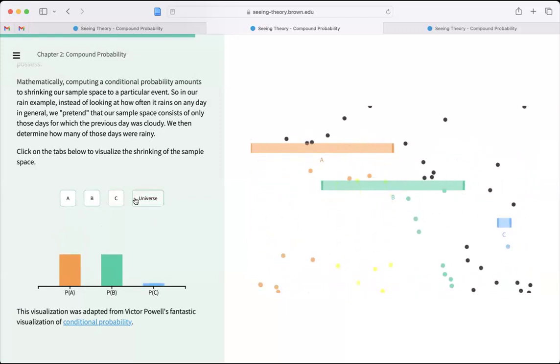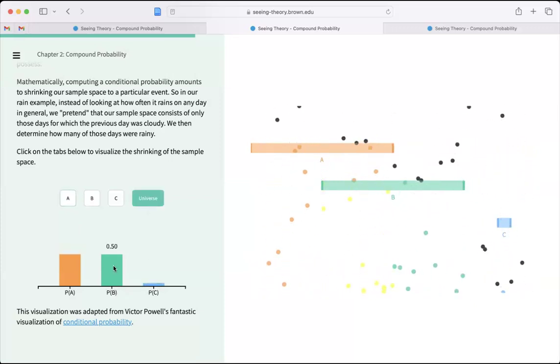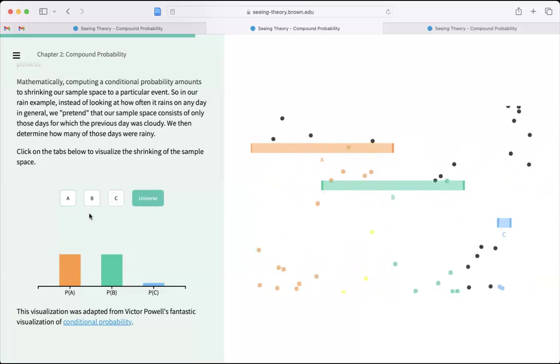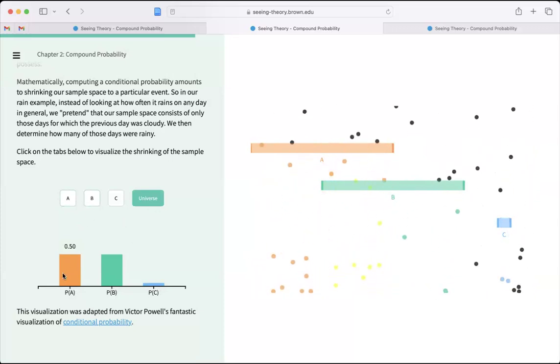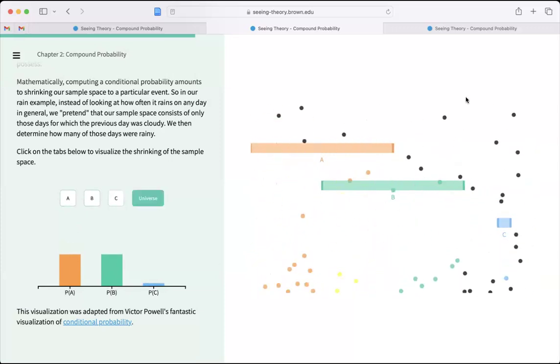or let's just compare to the overall universe, right? You condition on A, the probability of B given A is 0.5. You look at the universe, the probability of B is still 0.5, whether or not you condition on it. And the same thing for the probability of A, whether or not you condition on B, it's still going to be 0.5. So 0.5 is used a lot here.